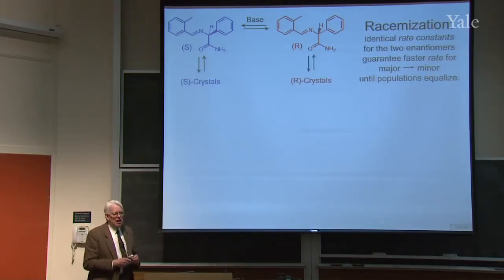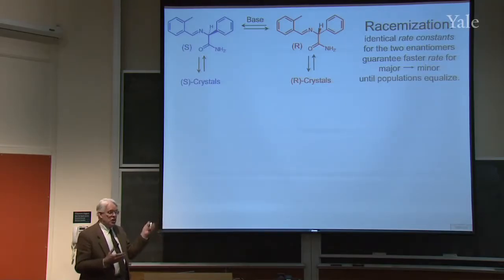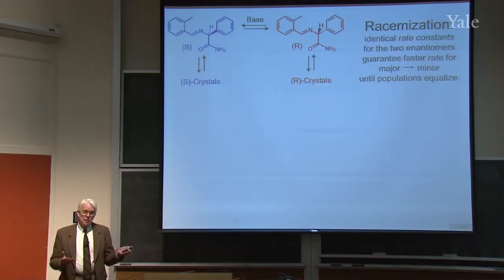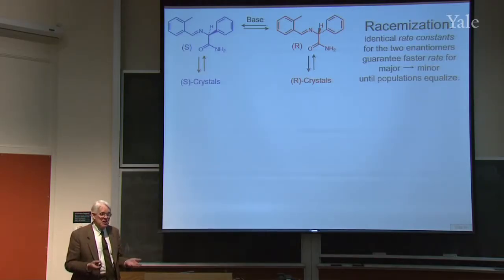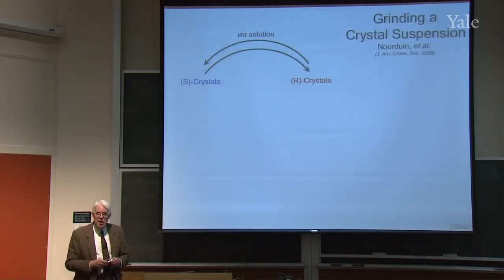Now, these two molecules turn out to crystallize, and they crystallize in crystals that are composed all of one enantiomer or all of the other. So if you let such a mixture crystallize, it would give 50% of one crystal, 50% of the other crystal. It would be racemic, okay? Except if you grind it.